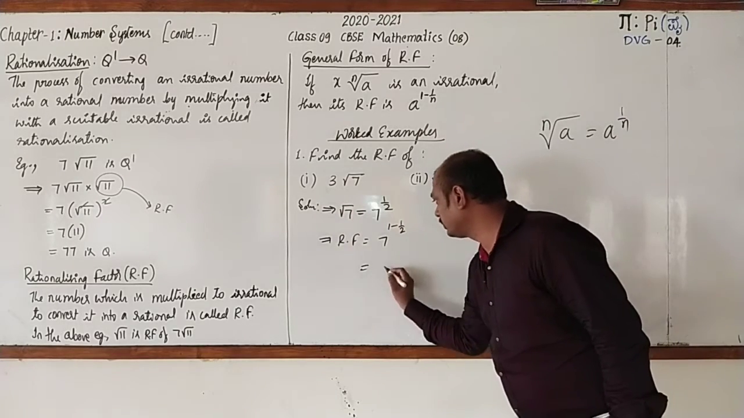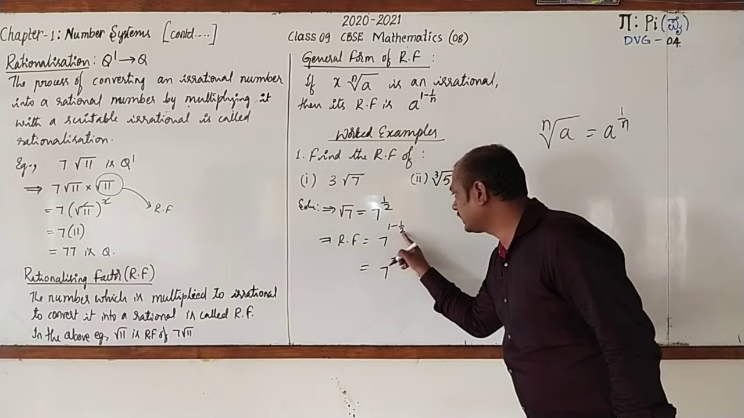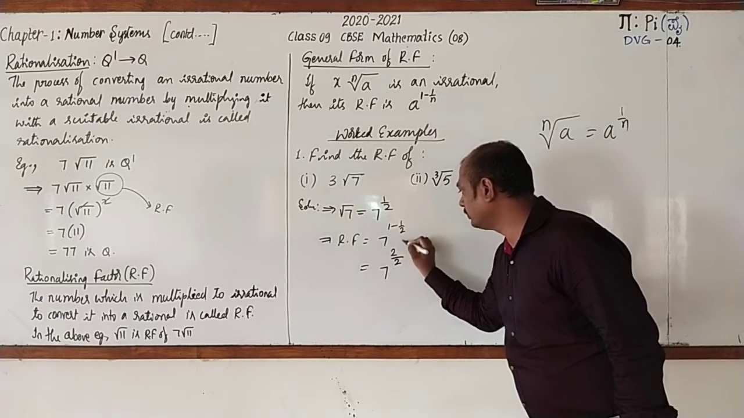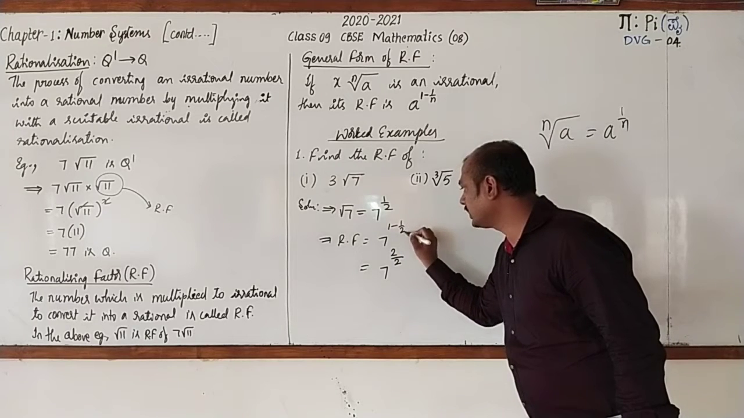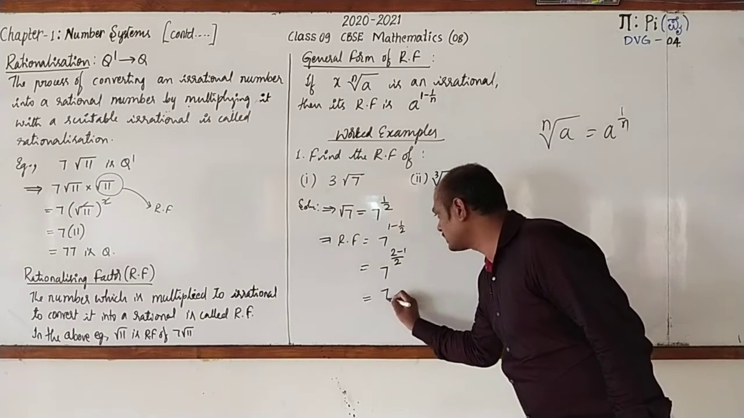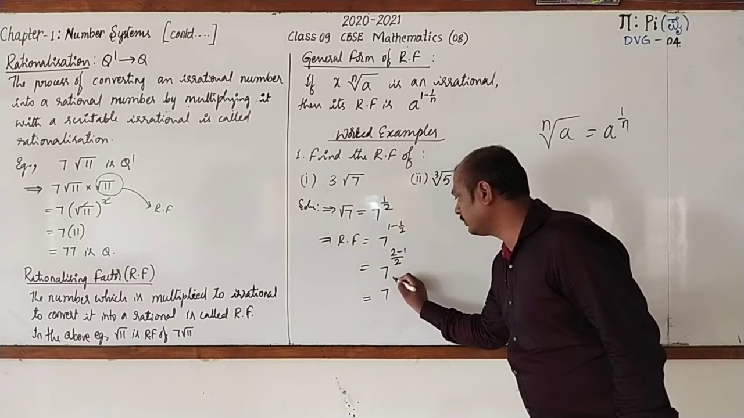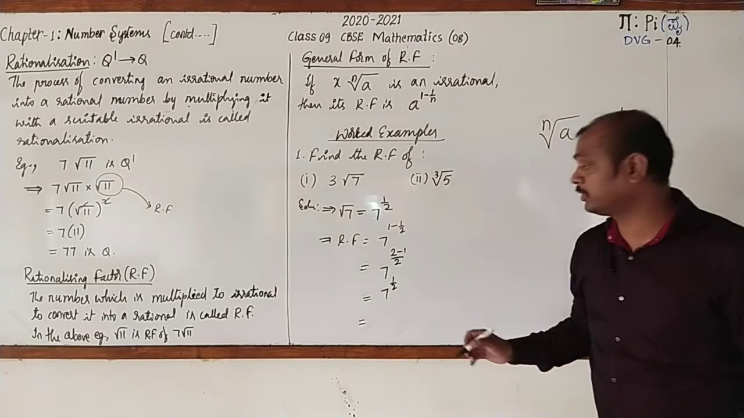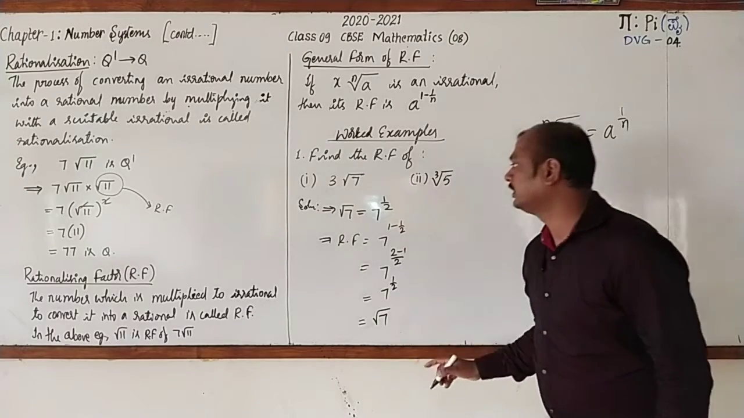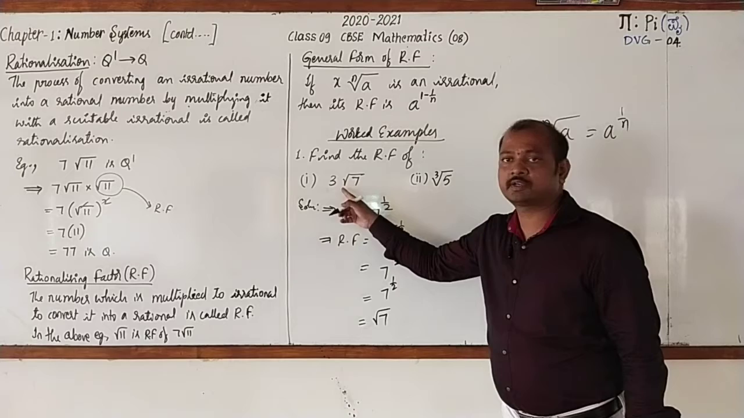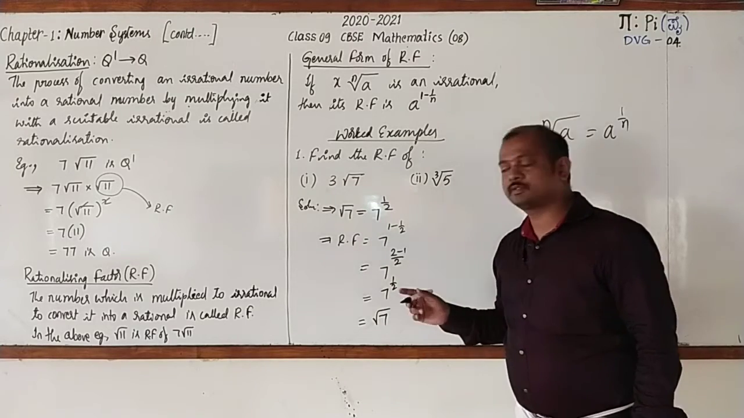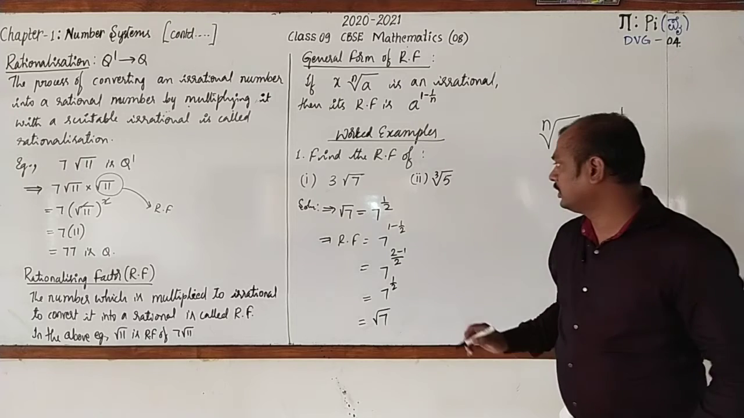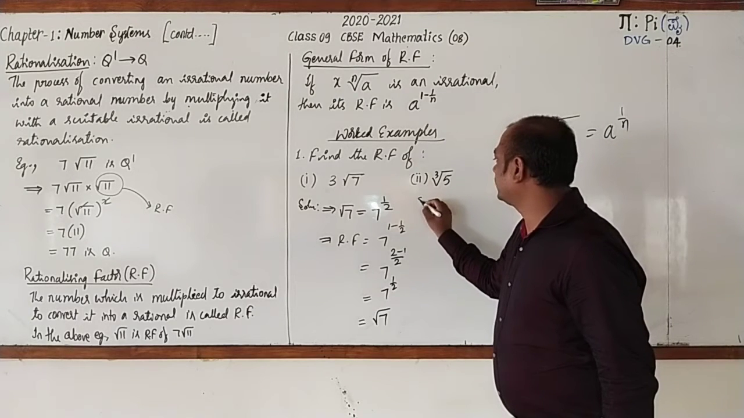It is equal to 7 raised to the power, take LCM of the denominator, 2. Multiply LCM with the first term, 2. Multiply LCM with the second term, 2 to get cancelled, 1. It is equal to 7 raised to the power 2 minus 1, 1 by 2. What is 7 raised to the power 1 by 2? Again it is root 7. Therefore, the rationalizing factor of 3 into root 7 is root 7 only. Understood? Okay. Next, I'll take the second one.